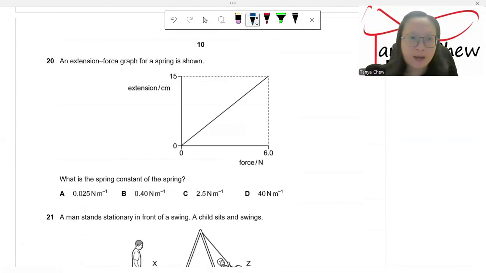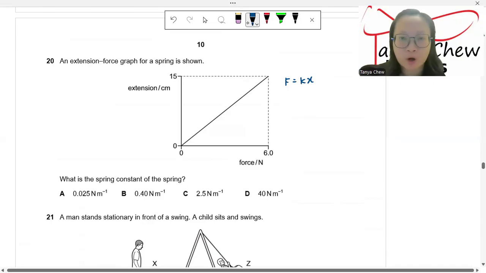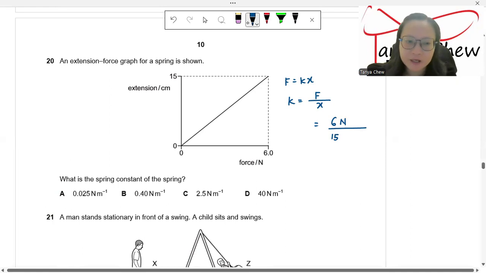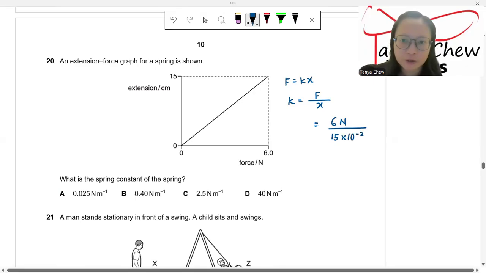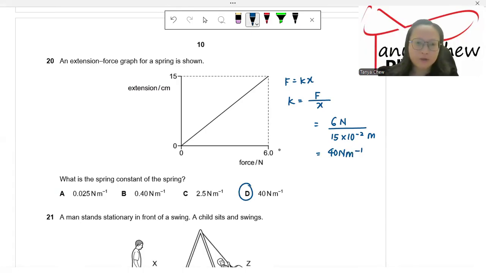Question number 20. An extension force graph for a spring is shown. What is the spring constant of the spring? Now, using Hooke's law, F equals Kx. Spring constant K is equal to F over X. F is 6 Newton. Extension is 15 cm, but I need to convert cm to meter because I look at the unit of the spring constant, which is per meter. So I divide by 100. So I will get 40 Newton per meter. D is the answer.